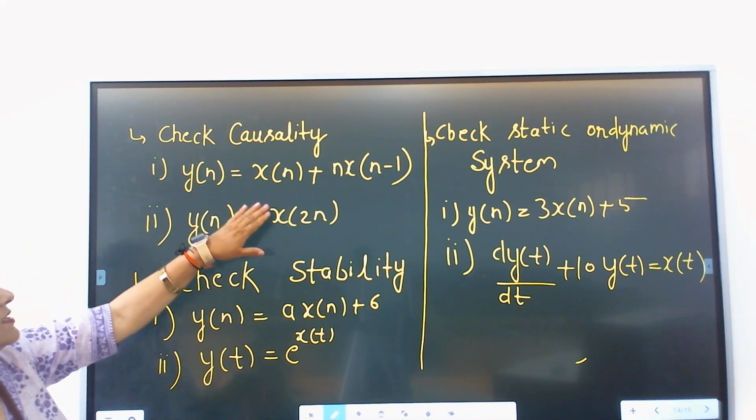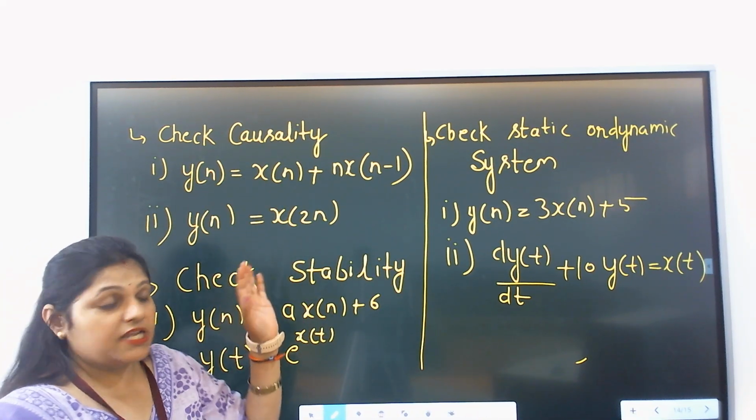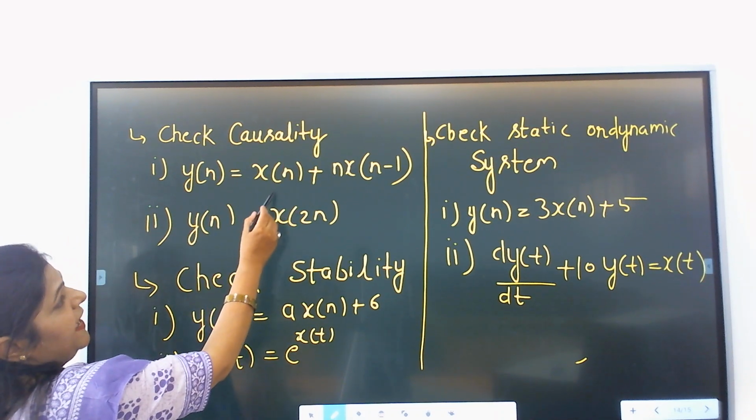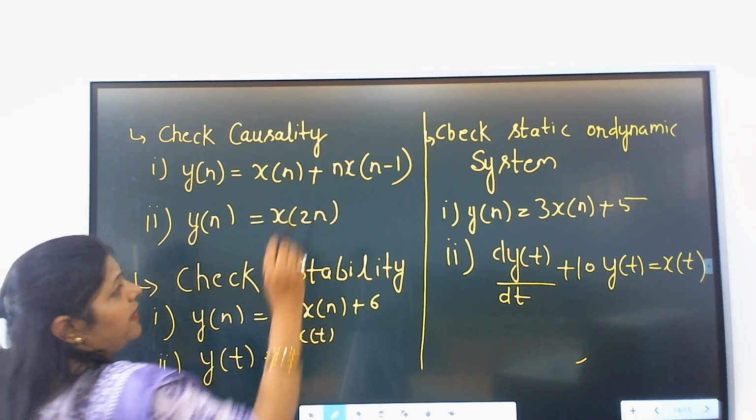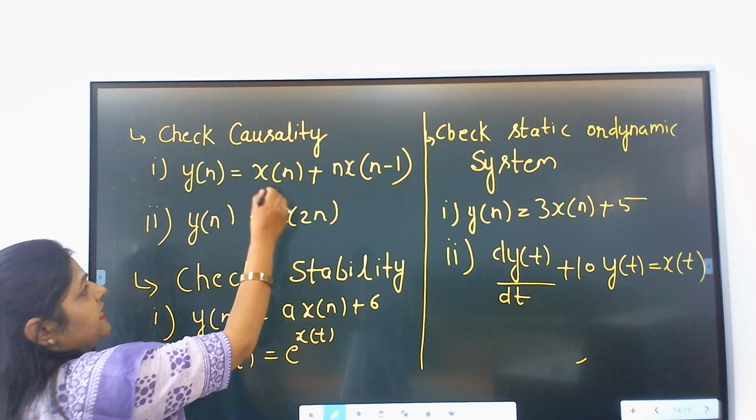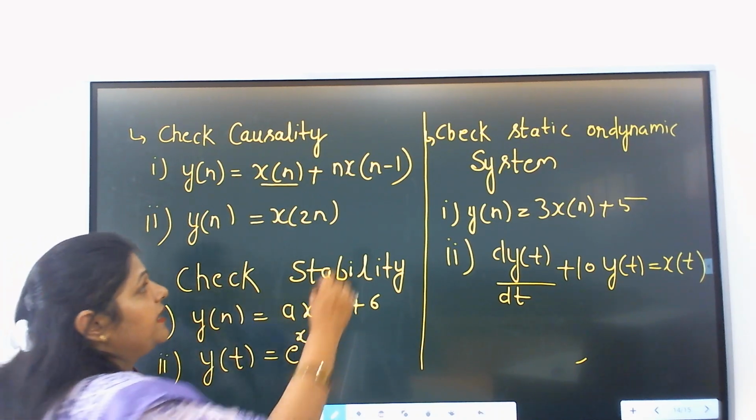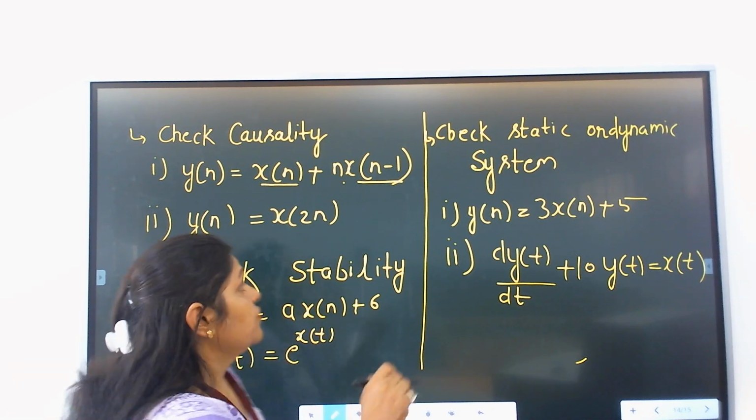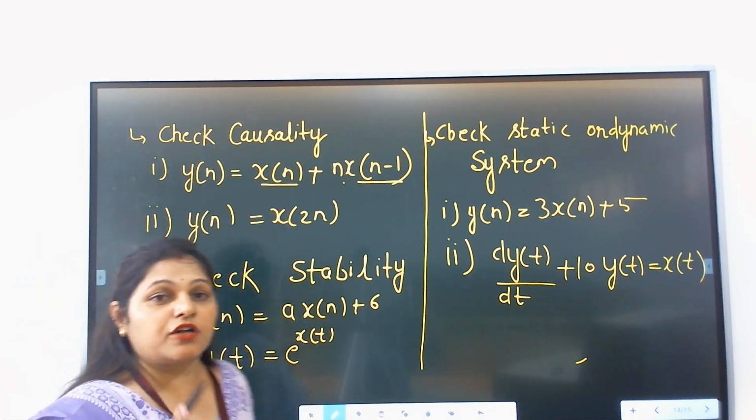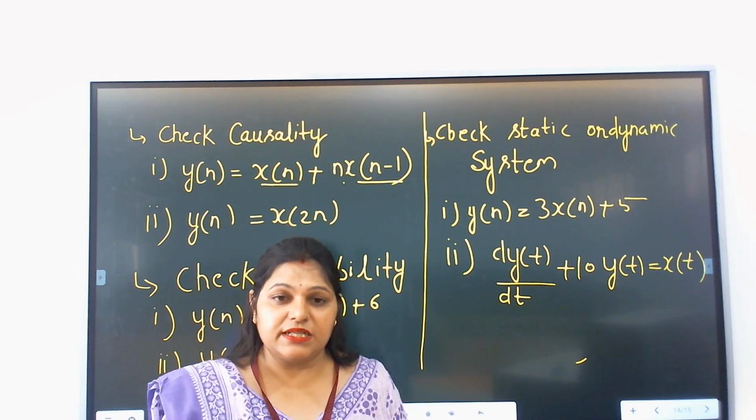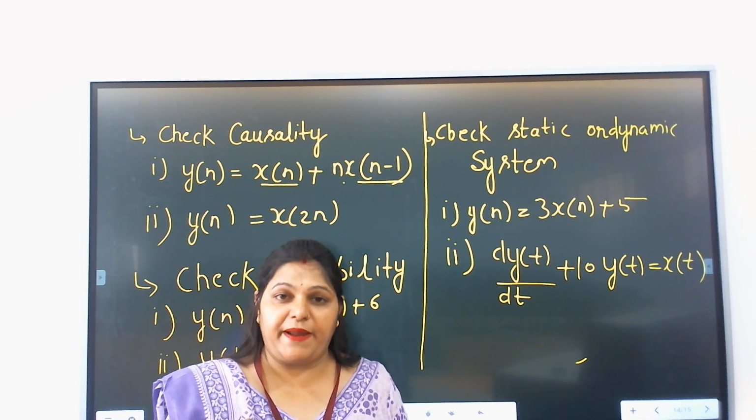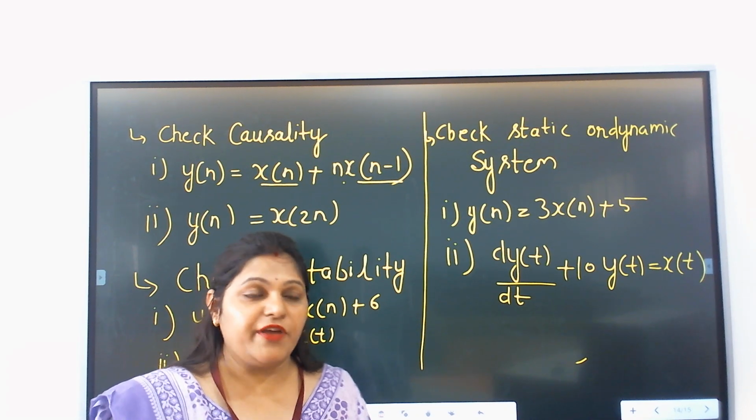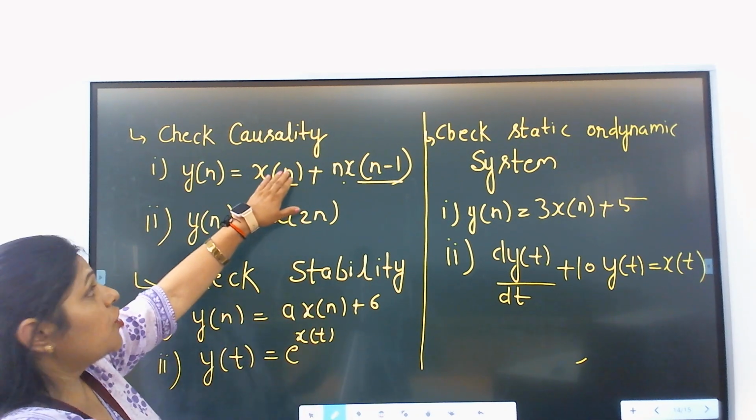Next problem is for causality. Check causality: y(n) equals x(n) plus n x(n minus 1). x(n) is the present value and x(n minus 1) is the past value. Then is the system causal or non-causal? This is a causal system because the output depends on the present and past values of input.